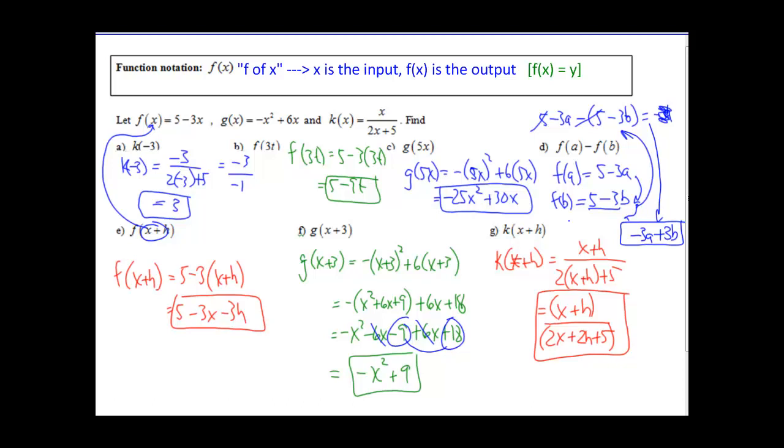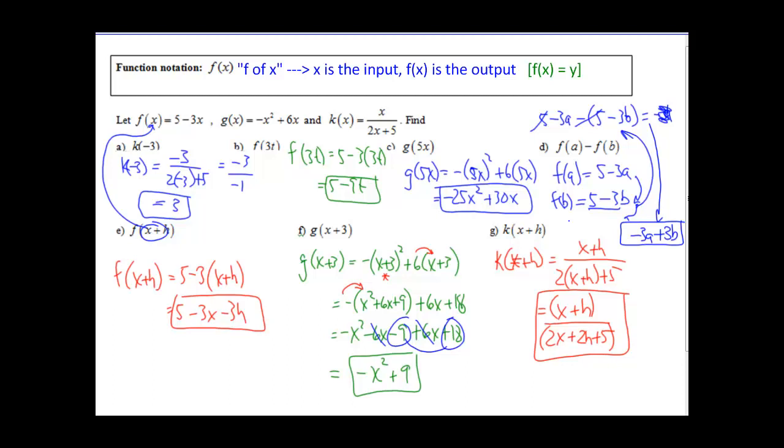Make sure you square that, or square x plus 3, x squared plus 6x plus 9, then distribute the negative through. Then we got to distribute the 6 through, so we should get negative x squared plus 9.